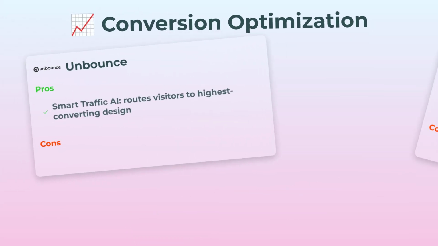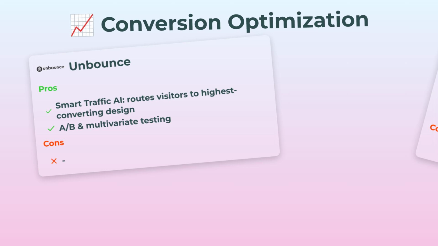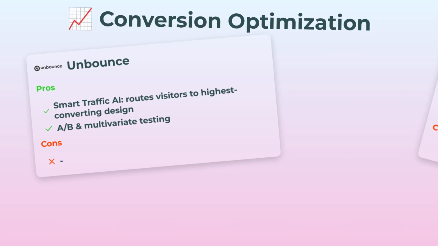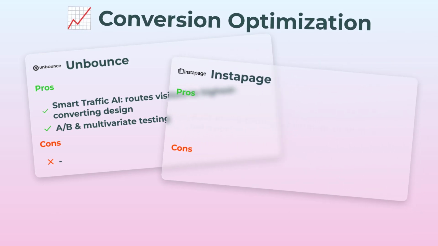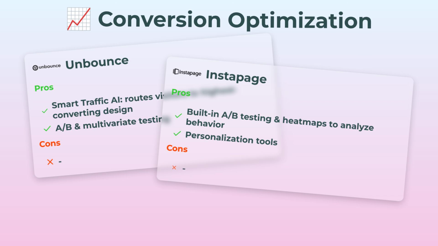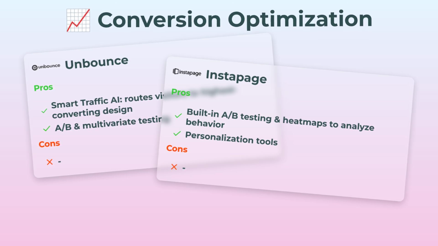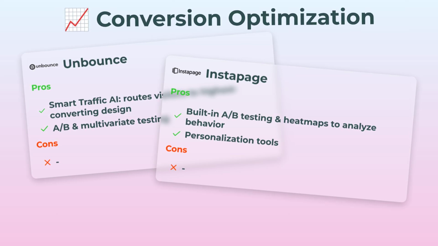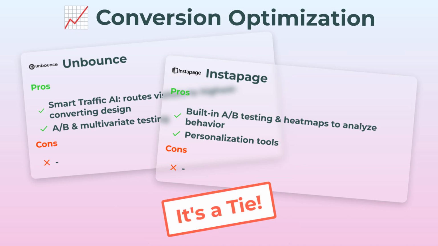And finally, conversion optimization. Both tools come packed for this one. Unbounce's smart traffic AI literally sends visitors to whichever design is winning. Pretty slick if you want real results. Plus, you get A/B and even multivariate testing straight out of the box. Instapage, also seriously strong. You've got built-in A/B testing, those heat maps to scope out where people are actually clicking, and even personalization tools that let you tailor the page to each visitor. Honestly, both platforms are top-notch for getting those conversions up, so gotta call it a tie.